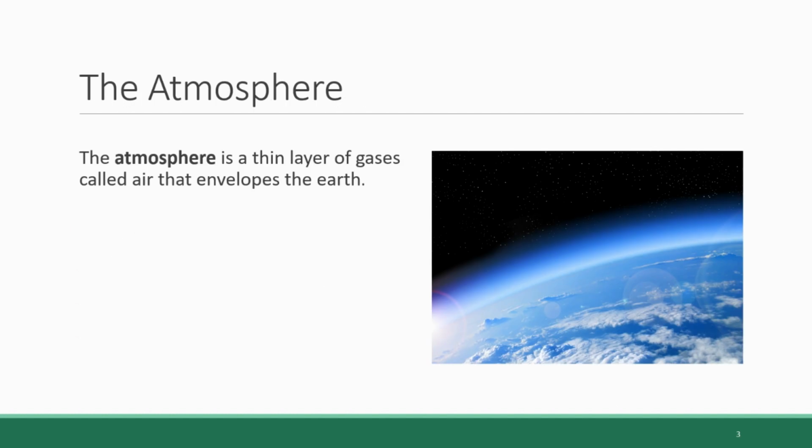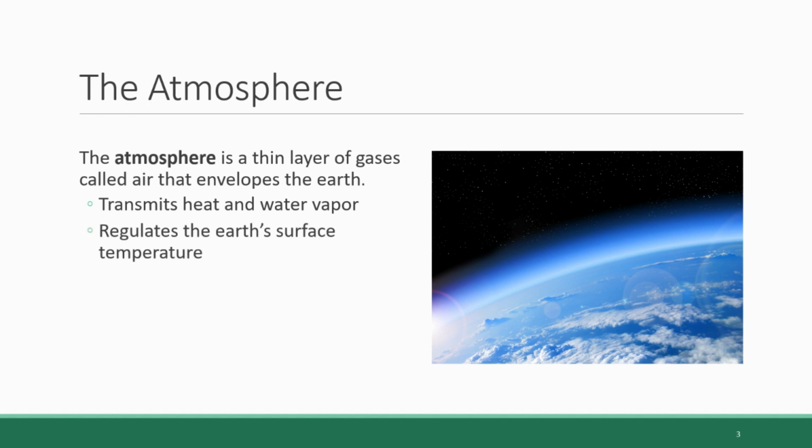So the atmosphere is a thin layer of gases that we call air, and it envelops the Earth. The atmosphere is a critical component of maintaining Earth systems and providing hospitable conditions for living things. It serves as a medium for transmitting heat and water vapor around the globe. It regulates the temperatures that we experience here on the surface of the Earth, and we'll talk more about how the atmosphere does this in just a minute.